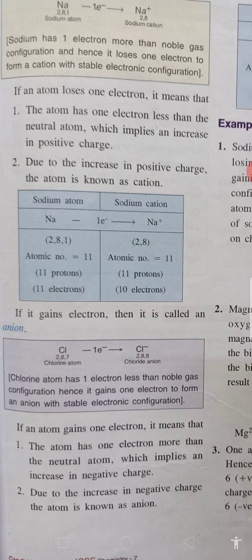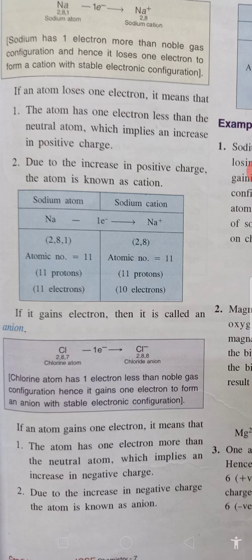If an atom loses one electron, it means that the atom has one electron less than the neutral atom, which implies an increase in positive charge. Due to the increase in positive charge, the atom is known as a cation. So, a sodium atom, after losing one electron, becomes a sodium cation, or a sodium positively charged ion.